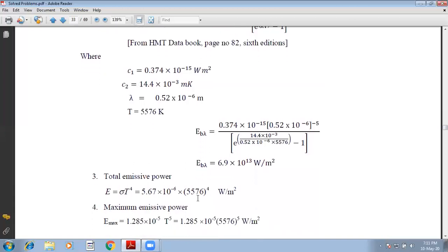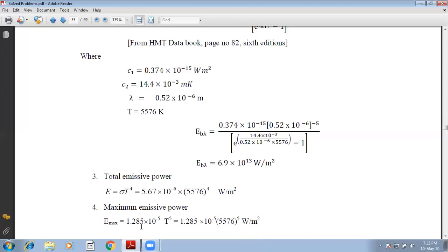You can also calculate the total emissive power per unit area. If you consider the expression, it would be sigma A into T to the power 4. If we consider the area to be 1, or if we calculate the total emissive power per unit area, it is sigma into T to the power 4. Again, he has made some mistake here. This should be 10 to the power minus 8, not minus 6. So if you substitute the value, you can calculate the total emissive power.